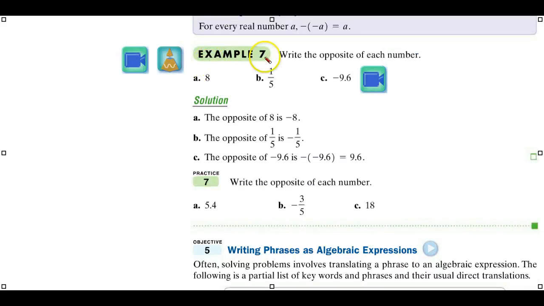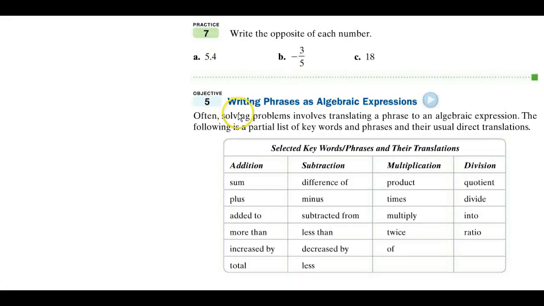Now, for example, 7. We have the opposite of an 8 is a negative 8. The opposite of 1/5 is a negative 1/5. And the opposite of a negative 9.6 is a positive 9.6. And these, again, just change the signs, the opposite. In our textbook, they're going to give, again, much more background information.